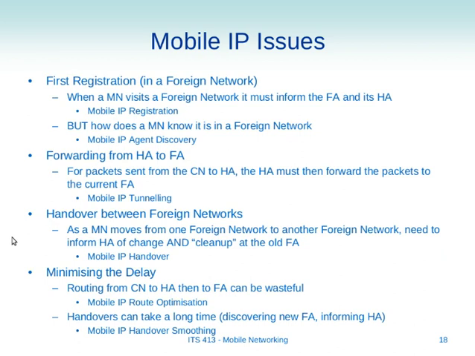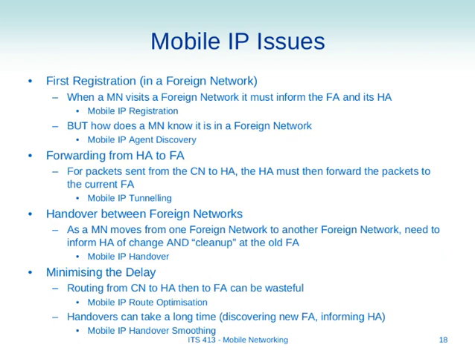So how does it work in detail? We need to register. When we visit a foreign network, we must inform the foreign agent of that foreign network and inform our home agent, tell our home agent that we've moved into this new network. So this is the mobile IP registration procedure. But before that happens, how do we know that we're in a foreign network? I've moved. How do I know I'm in a particular foreign network? I must discover a foreign agent. So there's a procedure for mobile IP agent discovery. We'll go through that.